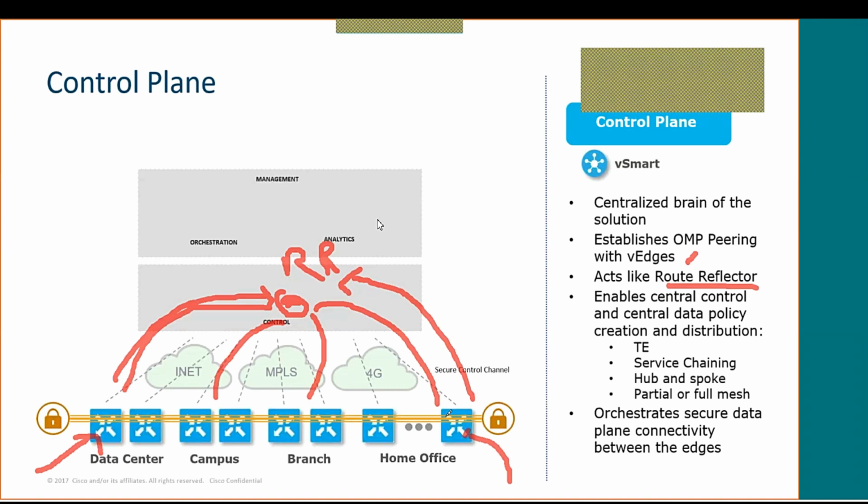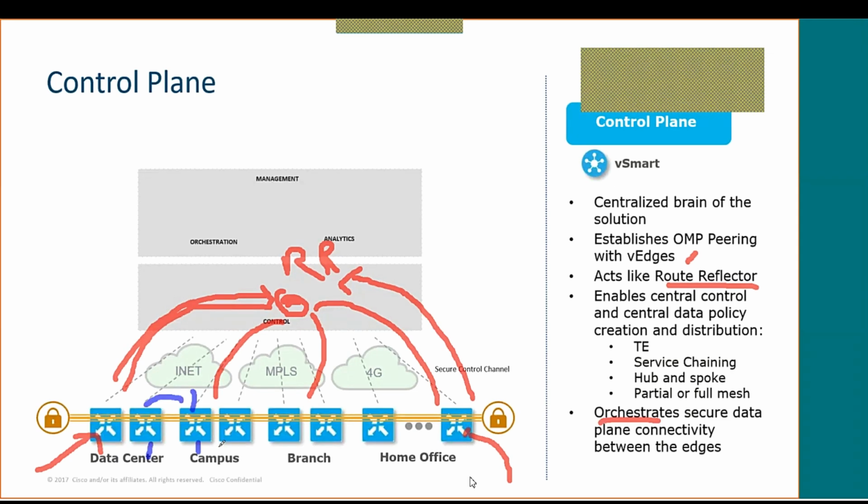Additionally, policy enforcement, service chaining, hub and spoke policy, and partial and full mesh topology building. Most of the manual path manipulation procedures are controlled through the vSmart. It orchestrates secure data plane connectivity between edges. vSmart advertises the public or transport IP addresses available on the devices.